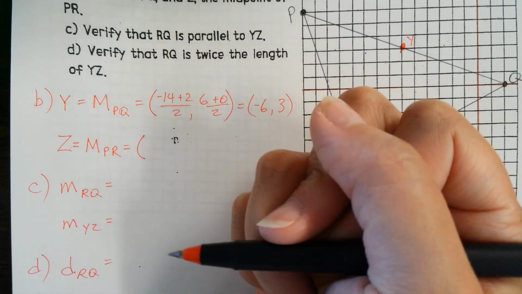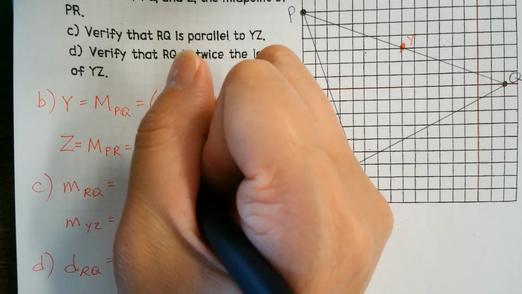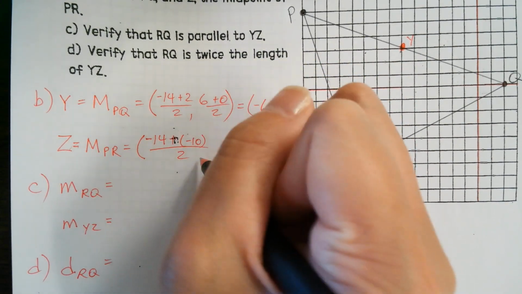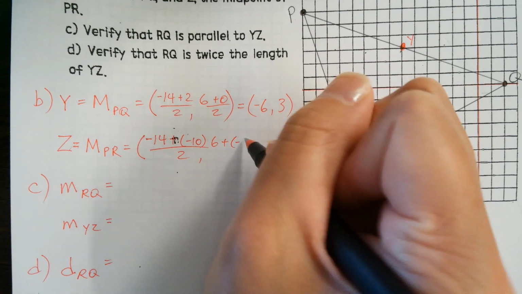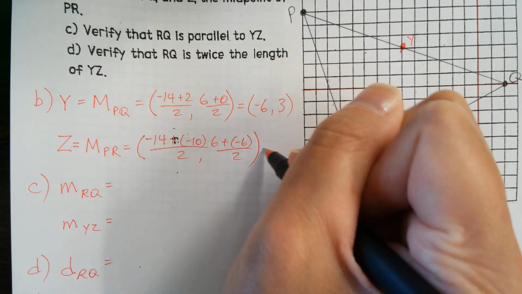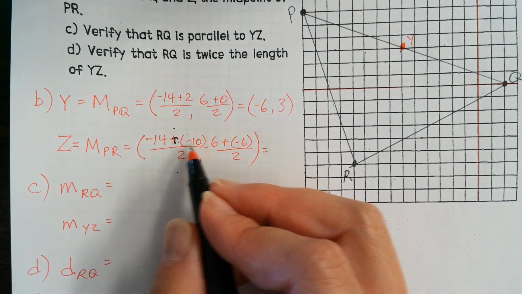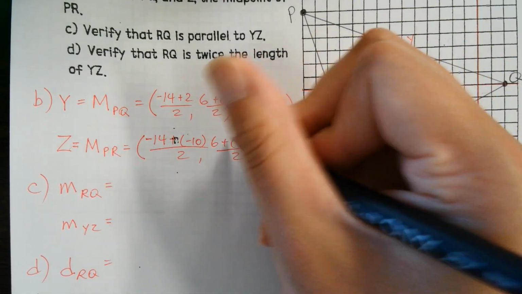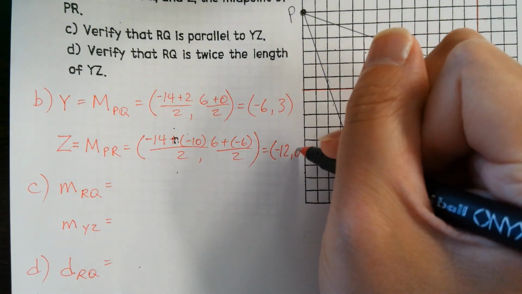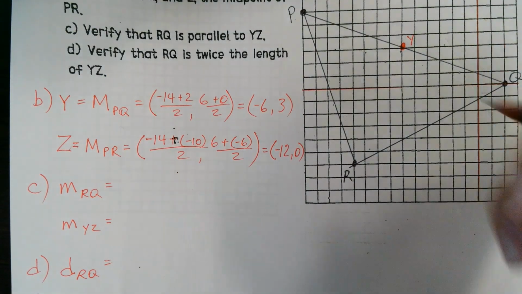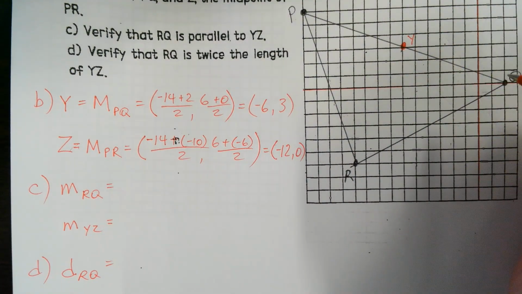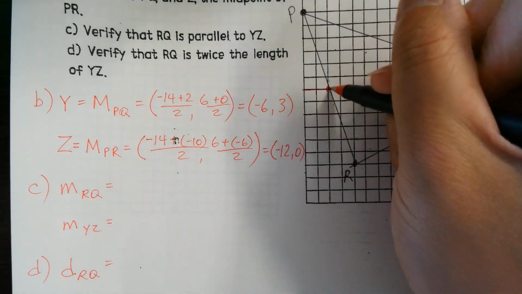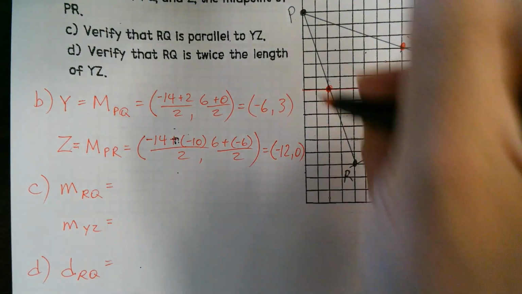Z, midpoint between PR. So negative 14 plus negative 10, and 6 plus negative 6. So negative 24 divided by 2, so negative 12. And 6 plus negative 6 is 0. 0 divided by 2, you still get 0. So negative 12 and 0. Yep, right here. This point. And that's point Z.